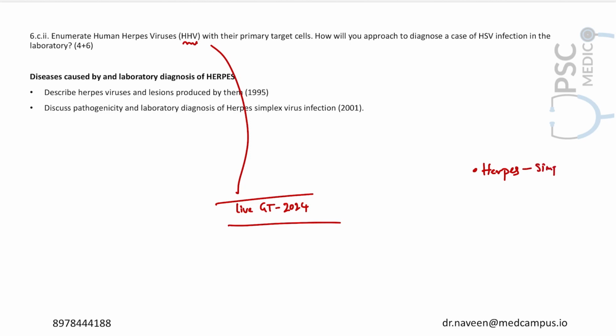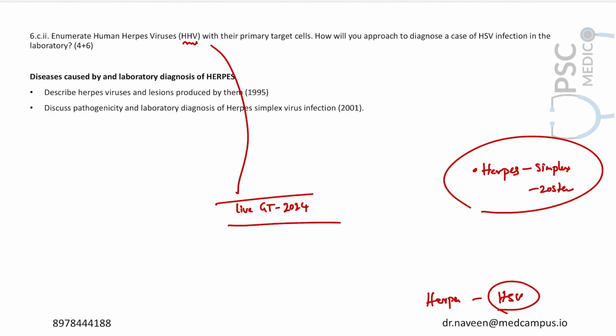For example, is it herpes simplex or is it herpes zoster? Right? You need to understand the difference. If you only go by the disease, herpes is actually herpes simplex virus. That's why till now they didn't ask any question on herpes zoster or any other herpes virus. But I did open the microbiology textbook and I did read about the herpes virus family as a whole.